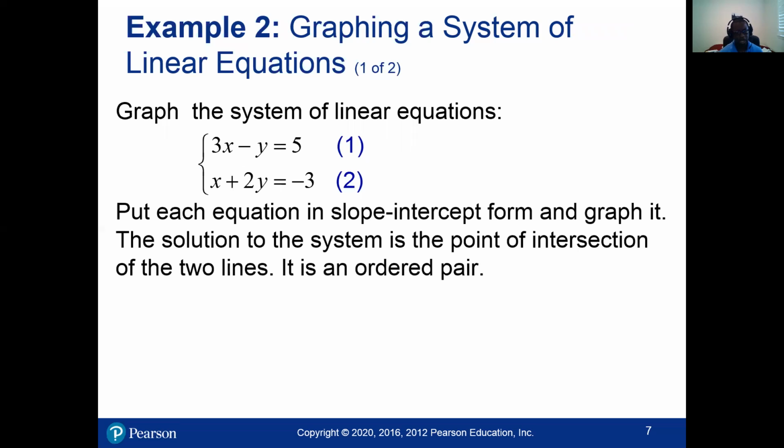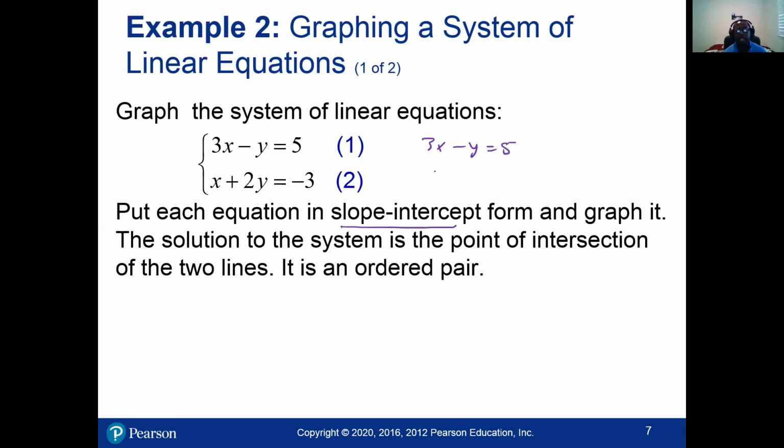So first, we're going to put each equation in slope-intercept form. After that, we graph each line and then see their point of intersection. Okay. So for the first equation, which is 3x minus y is equal to 5.